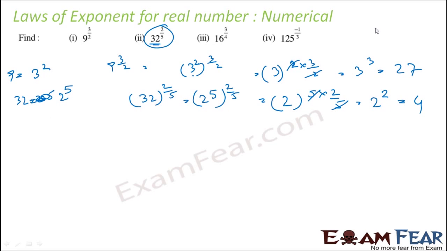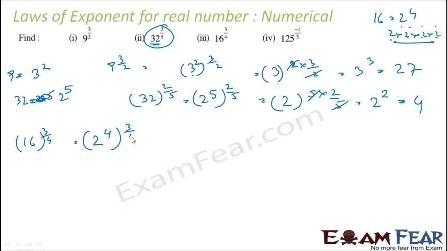Let's take this. 16 I can write as 2 to the power 4. 2 into 2 into 2 into 2, 4 times. 2, 4, 8, 16. So 16 to the power 3 by 4 I can easily write as 2 to the power 4 and 3 by 4. And this I can write as 2 to the power 4 into 3 by 4. This gets cancelled. I get 2 to the power 3 and that is 8.